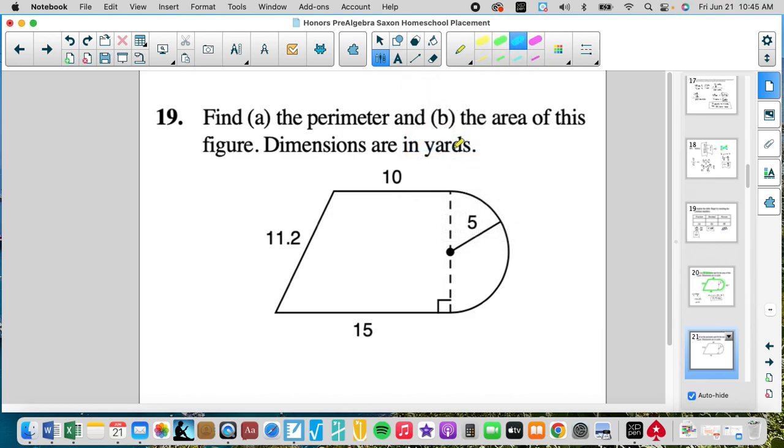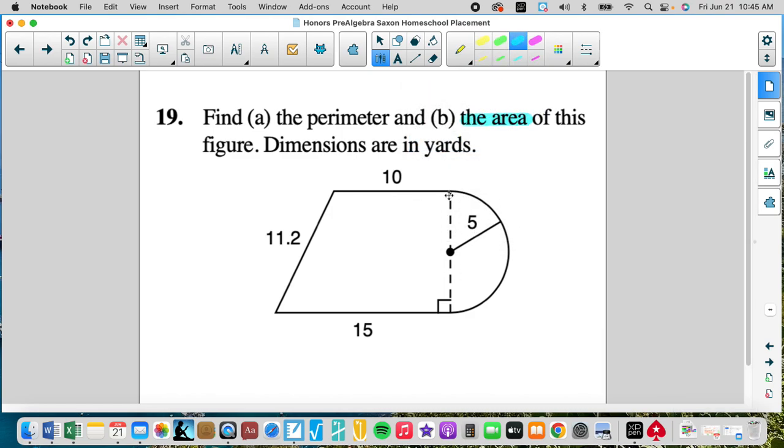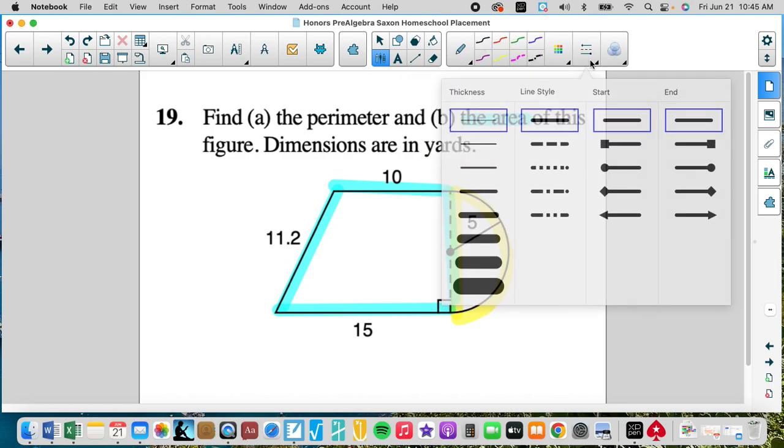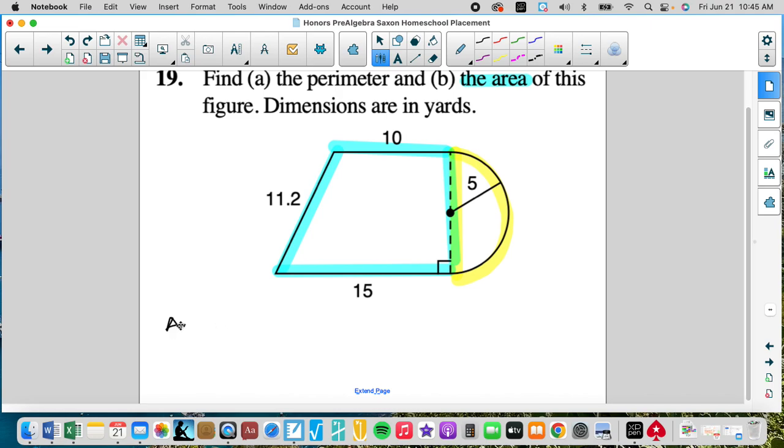And now let's do the second part. So the second part wants to know the area. So we have 2 objects here. We have this trapezoid, which you should know the area formula for. And then we have the half of the circle. So we have an area of a trapezoid and the area of a half circle. So we should know those formulas. So area of a trapezoid equals height divided by 2 times the quantity b sub 1 plus b sub 2, where b sub 1 is base 1 and b sub 2 is base 2.